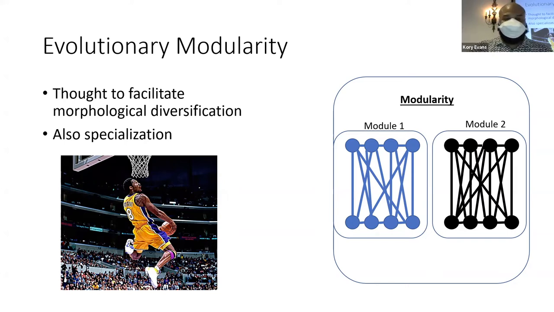So if zebras are quadrupeds, Kobe Bryant was certainly a biped, and he did all his locomotion on his hind limbs, which frees the forelimbs up to dunk balls, and things like that. Studies have shown that bipedal mammals are indeed more modularized.